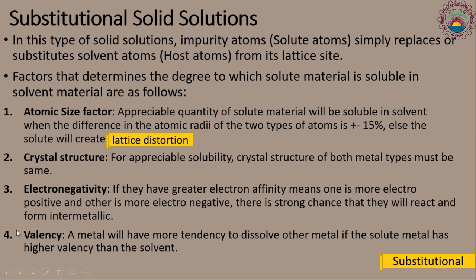Okay, now the fourth factor that affects the degree to which the solid solution is produced is valency. It's an empirical observation. What's an empirical observation? Something which is obtained via experimental experience. So, valency: a metal will have more tendency to dissolve another metal if the solute metal has a higher valency than the solvent metal, right? A metal will have more tendency to dissolve another metal if the solute metal has higher valency than the solvent one.